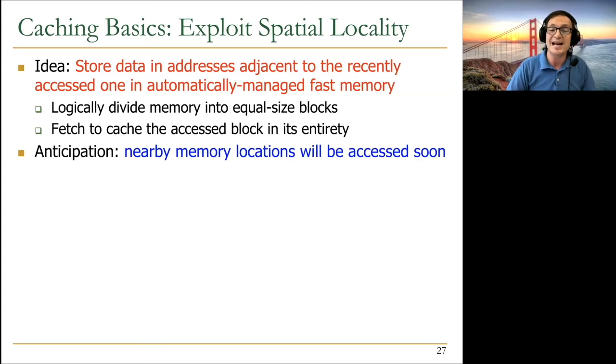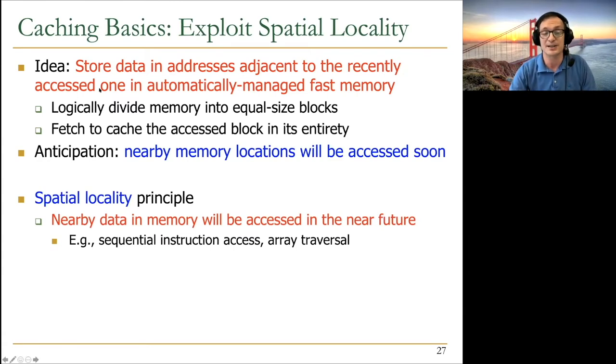And the anticipation is that nearby memory locations within the block will be accessed soon. Not just the recently accessed data word, but everything within the block. Okay, and this is the spatial locality principle, nearby data. And the anticipation is that nearby data in memory will be accessed in the near future. And we already discussed why this may happen in real programs.